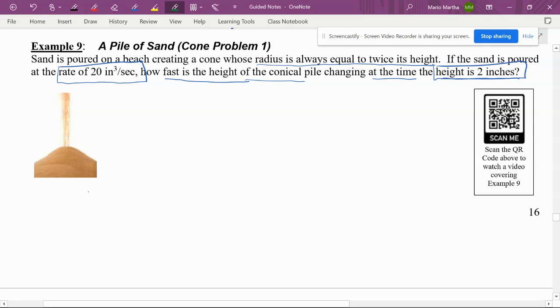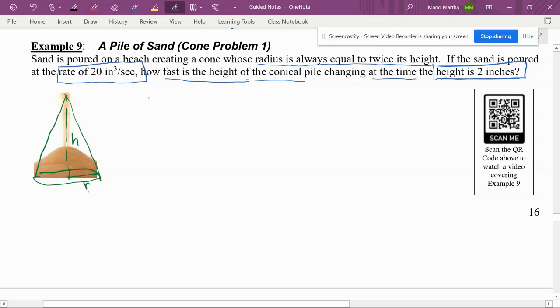So, well, first of all, let's draw a picture, right? Let's see what's going on. So the sand is being poured and it's in a conical shape, right? We have a radius. We also have a height on this shape. And that's pretty much the only two things we need to figure out in order for us to find the volume of a cone, right?